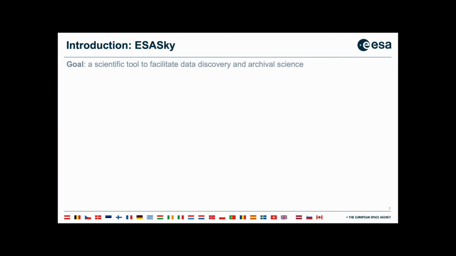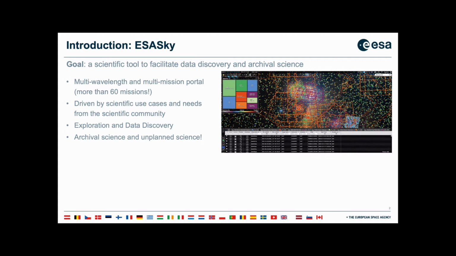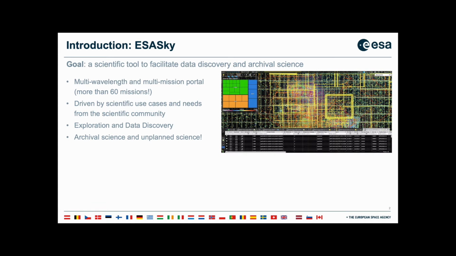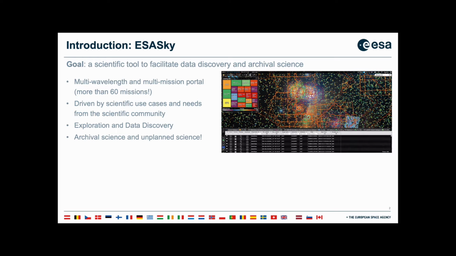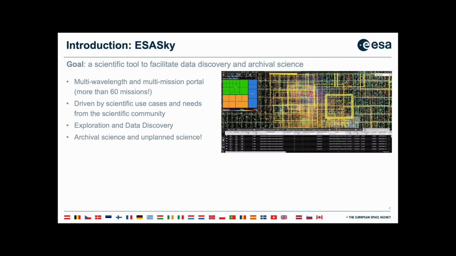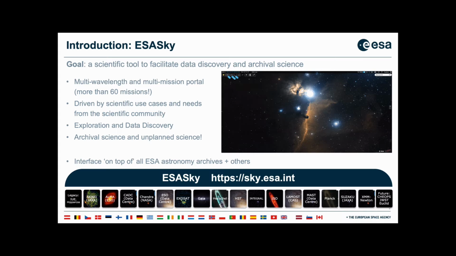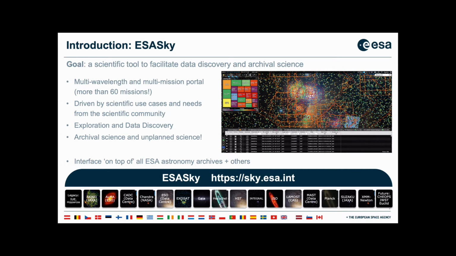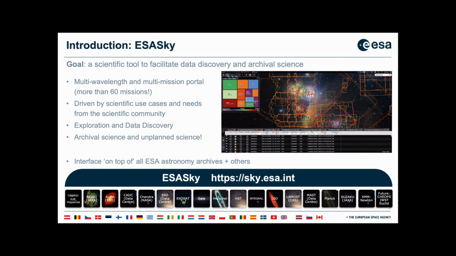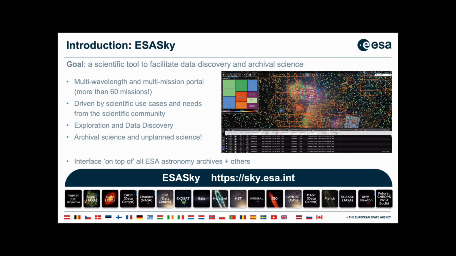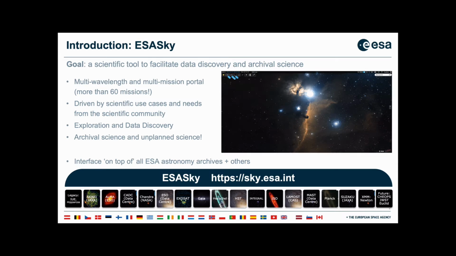The goal of ESASky is a scientific tool to facilitate data discovery and archival science, and it is a multi-mission and multi-wavelength portal with access to data from more than 60 space-based and ground-based missions. It's driven by scientific use cases and the needs from the science community, and it is an interface that lies on top of all the ESA astronomy archives and archives from other space agencies and ground-based observatories. It doesn't replace the archives, but instead provides a different type of access to the data via an all-sky exploration interface that is project agnostic.